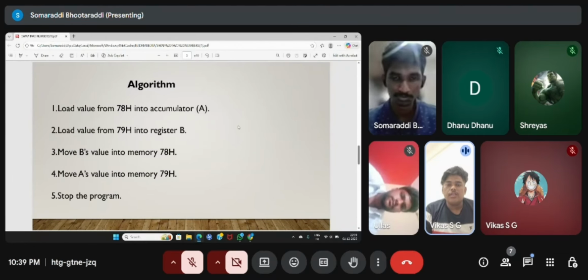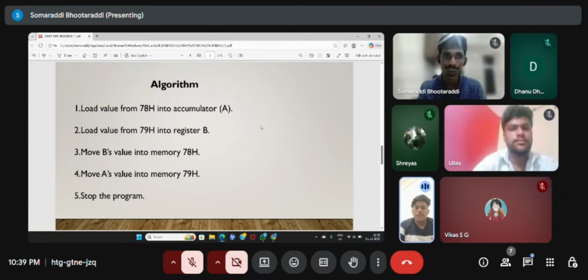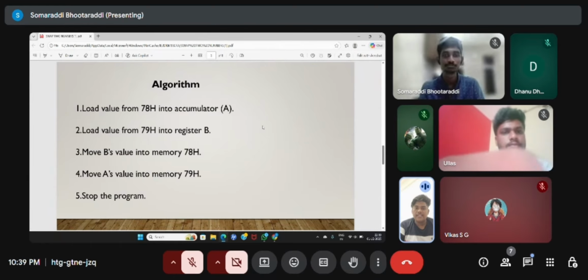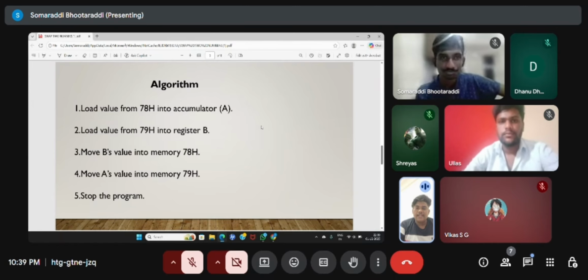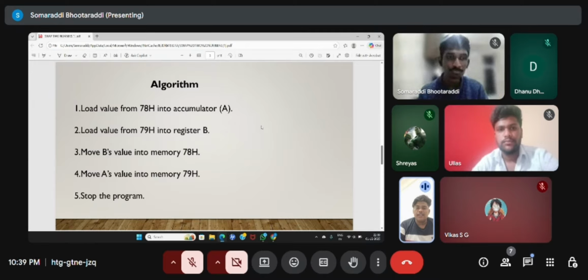Step 2, load the value from memory location 79H into register B. Now both numbers are available inside the CPU. A contains the first number and B contains the second number. Step 3, move the contents of register B into memory location 78H. So the second number is now placed in the first number's position.